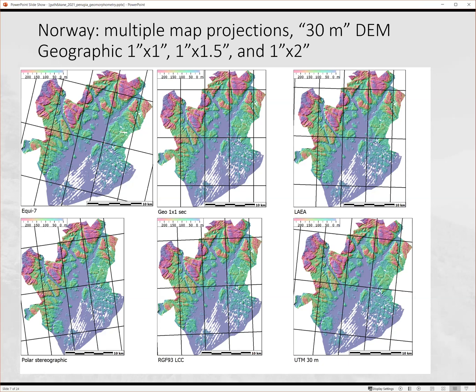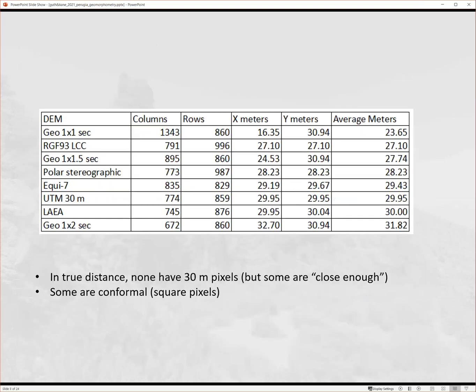We've got Equi7, Lambert azimuthal equal area, polar stereographic. There's a conformal one, as well as UTM and geographic. Okay, if we look at the average spacing in meters of these, it goes from 23 meters to 31 meters. Again, these are all theoretically 30-meter spacings. You'll notice the only one that really averages out to 30 meters is the azimuthal equal area. The UTM is off by a few centimeters. And the 2 extremes are the geographics at 1 by 1 and 1 by 2 seconds.